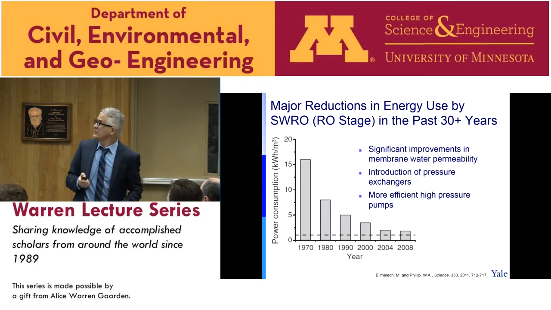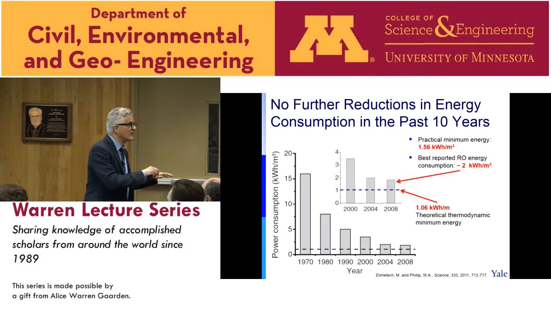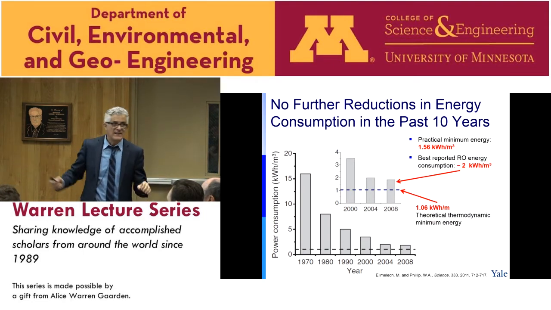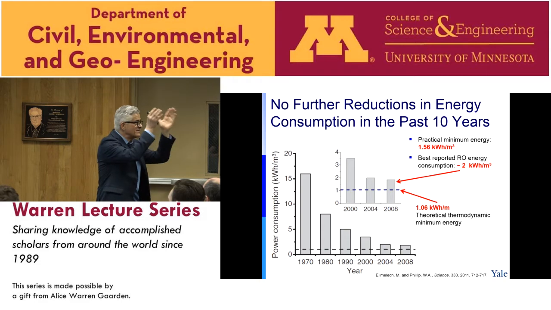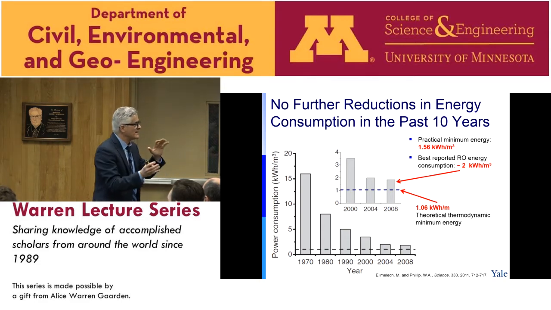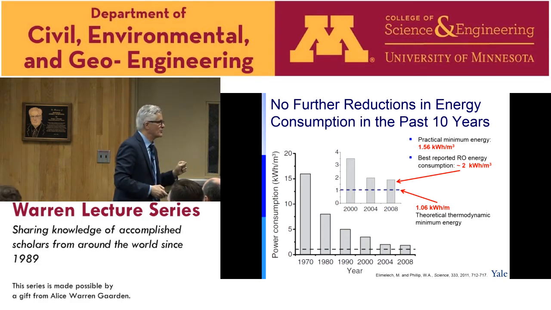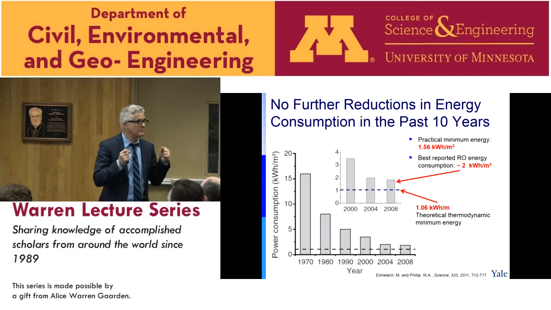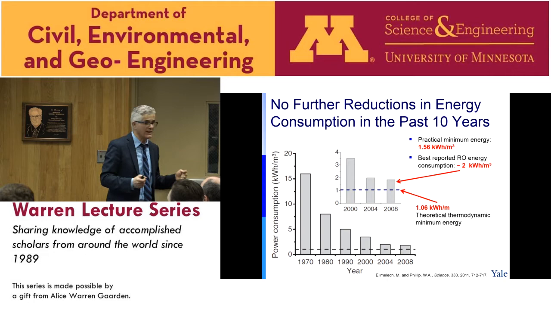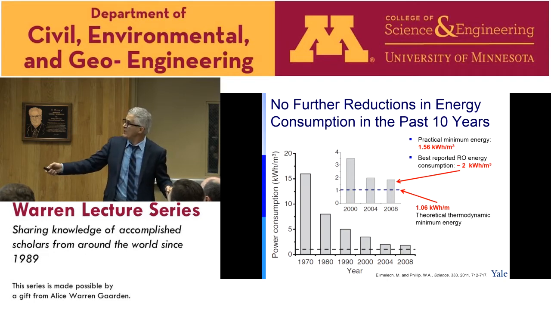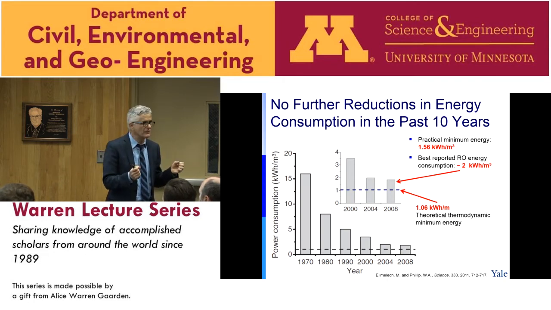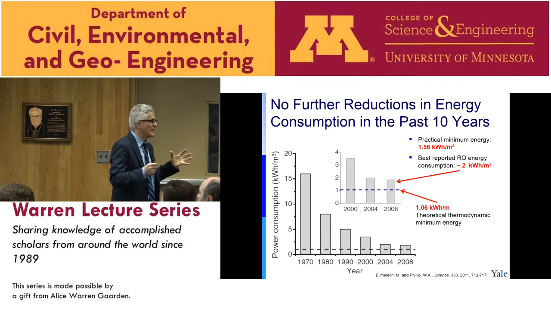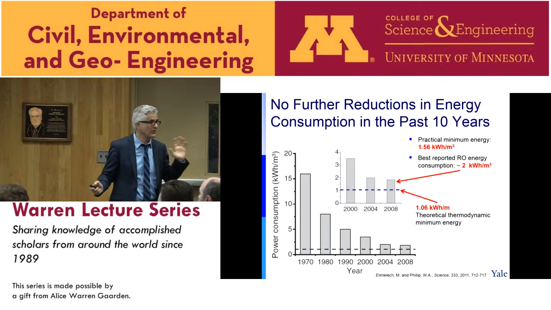Now, I can tell you that in the past 10 years, there has been no change in the energy consumption. And this is here. The best reverse osmosis plant, just the reverse osmosis stage, does it with about 2 kilowatt-hour per cubic meter. I told you that the 1.56 is the practical minimum. You can never do it better. And 1.06 is the energy for a reversible thermodynamic process, which is not practical. We can find some way to do it better than the 1.56, and I will talk about it later.